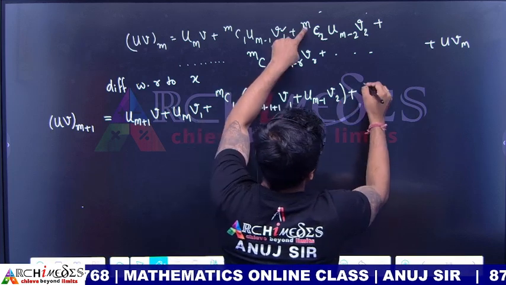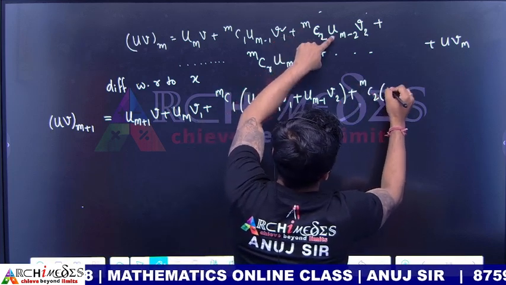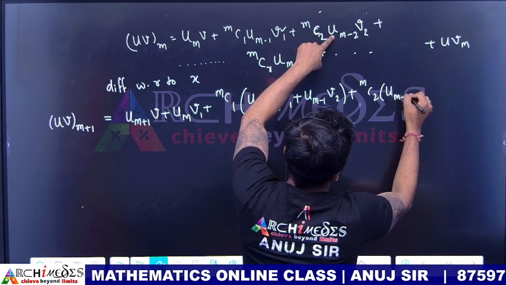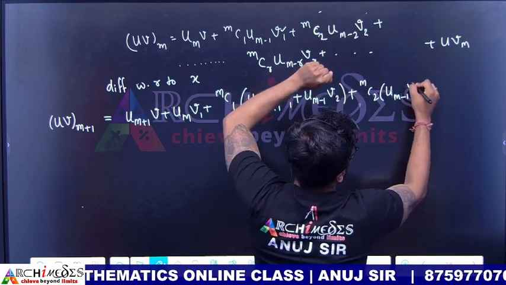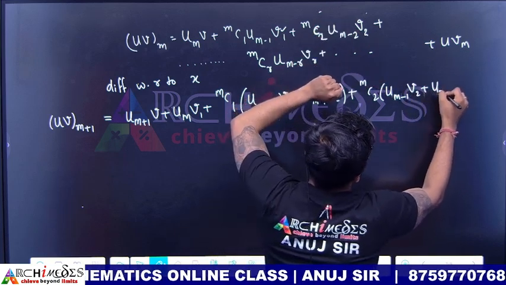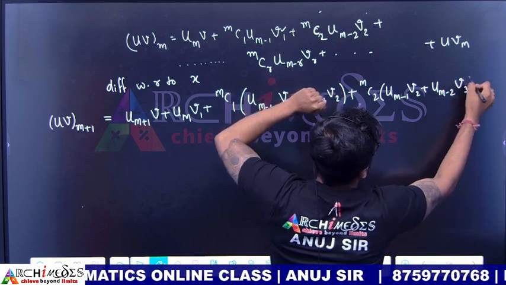Let's do one more time for this one. So mC2, when I differentiate this, can we write u^(m-1) directly? Why? Because m minus 2 plus 1 is m minus 1, v2. Then u^(m-2) as it is, then v3. Any doubt?